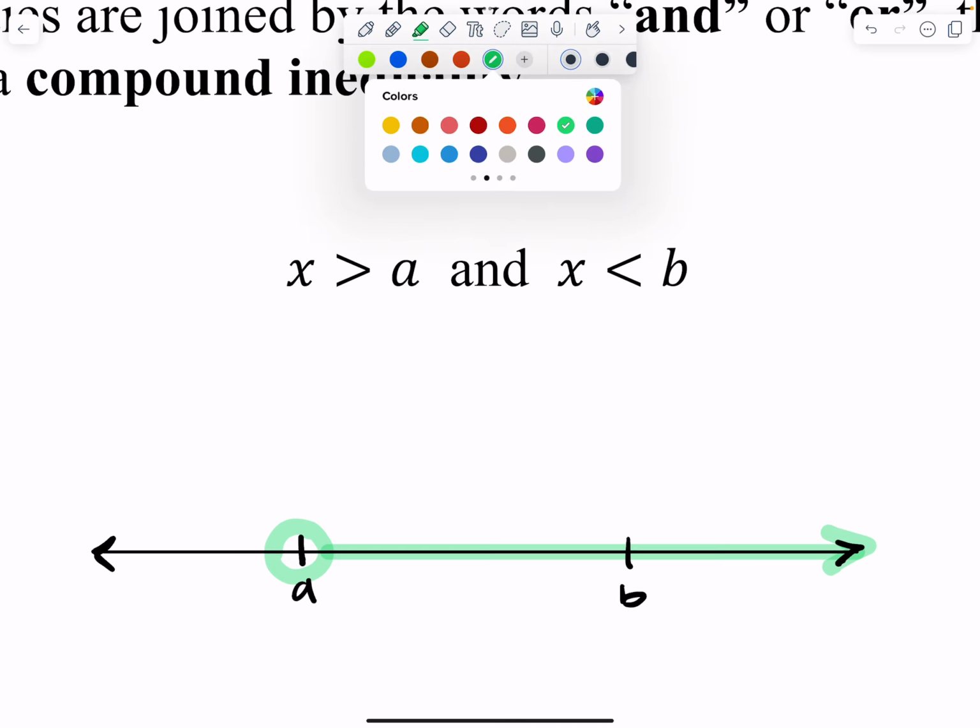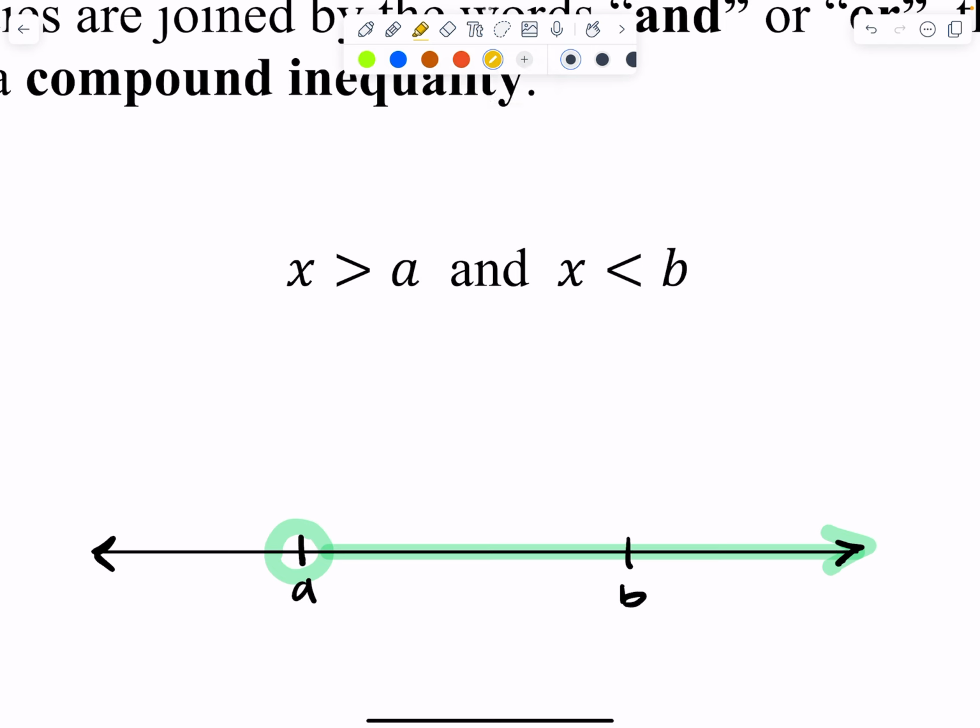So for seeing what that would look like, here I'll use yellow. That would also be an open circle on the endpoint of b, but I would be shading to the left of b. And what this statement means is that to be part of this inequality, a real number that when plugged in would make this statement true, the number would have to satisfy each of those inequalities. So x would have to be greater than a. At the same time, x would also have to be less than b.